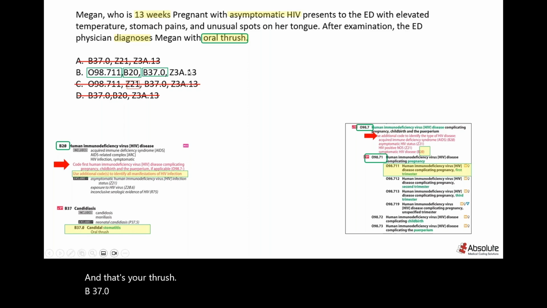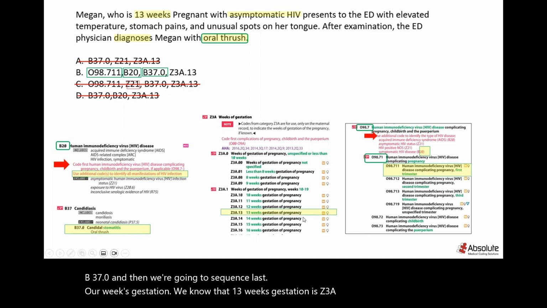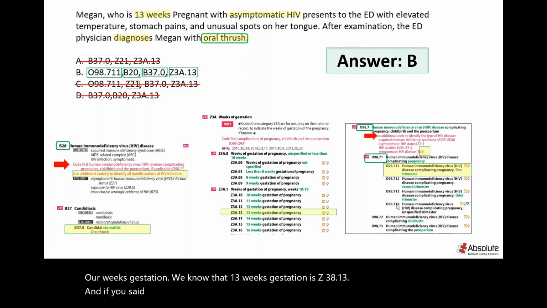And then we're going to sequence last our weeks gestation. We know that 13 weeks gestation is Z3A.13. And if you said B, outstanding. Now I want to kind of speed things up just a bit, and I want to take you to a quick discussion on ICD-10-CM coding for deliveries.